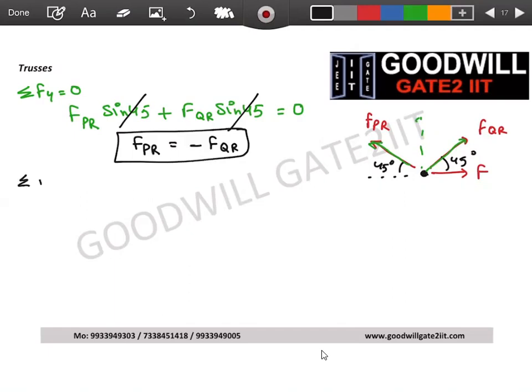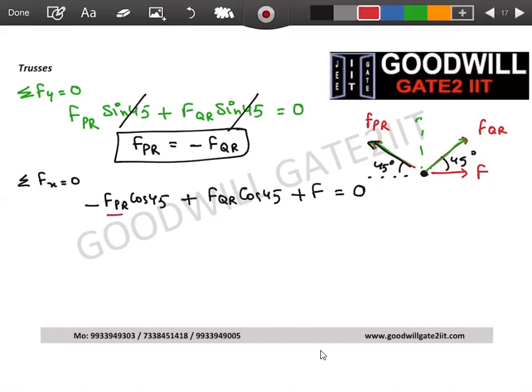I'll do the next equilibrium now. What are forces in X direction? Let's resolve this. Minus FPR cos 45. Why I put a negative sign? Let's say it goes in the negative direction, plus FQR, again cos 45, because it is going in right direction, plus there is a force F acting here, and they all should sum up to 0 because the body should be in equilibrium. Correct? But just now we have proved that this FPR is equal to minus FQR, right? So if I substitute here, guys, please follow this if you people agree on this. Can I write FPR as minus of FQR? Correct? Minus minus becomes positive. I hope you people agree on this.